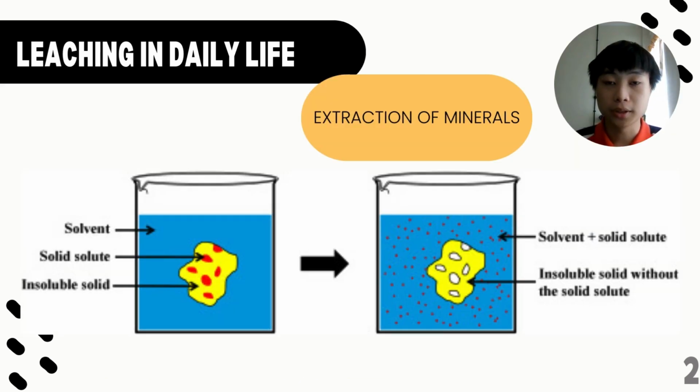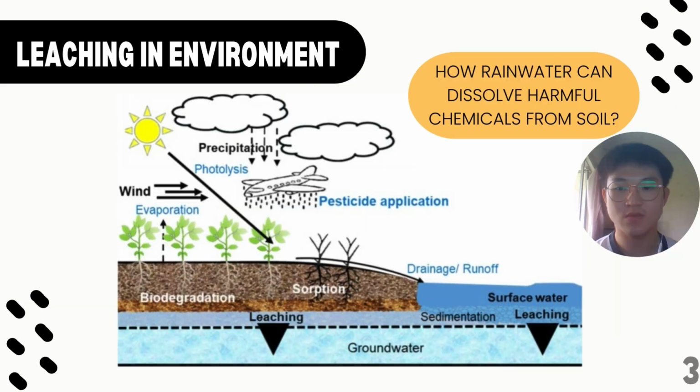Aside from that, certain minerals like copper and zinc are extracted from their ores by leaching. You can see this picture shows clearly how it happens. They usually use acid to dissolve the minerals. There are some examples of the leaching in environment.